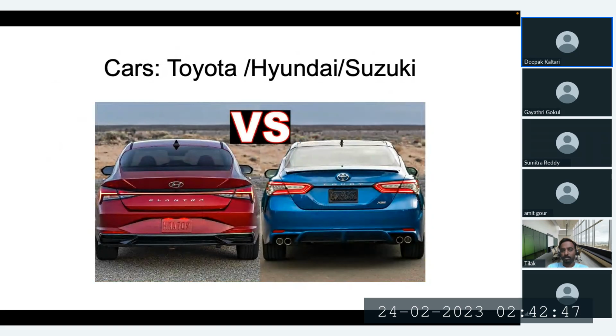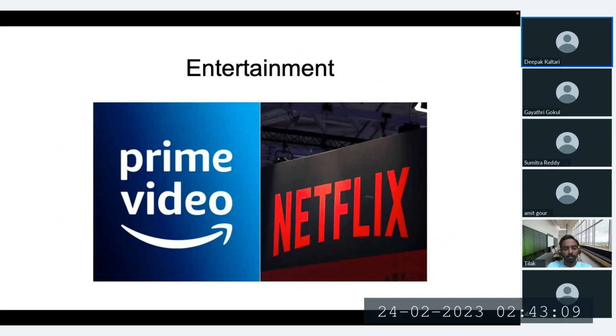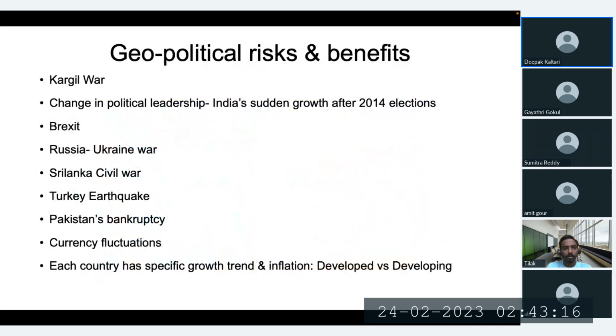Cars, Toyota, Hyundai, Suzuki, are again non-Indian brands. Even though Maruti Suzuki is listed in the Indian stock market, the technology and know-how is from the Suzuki counterpart. Snacks and drinks which we use, be it Starbucks, Pizza Hut, Coca-Cola or Pepsi, are again non-Indian brands. The entertainment which we use, Netflix, Amazon Prime, and also we order many products from Amazon, are again non-Indian brands. So why should we invest or diversify outside India?